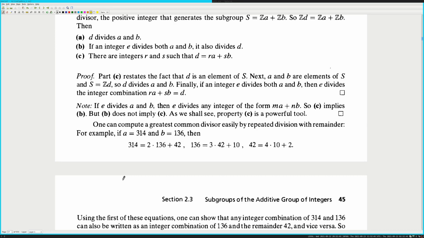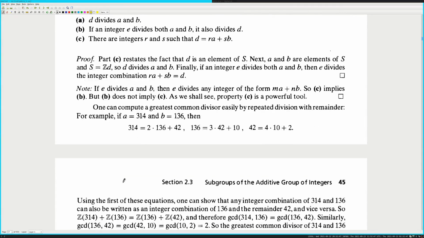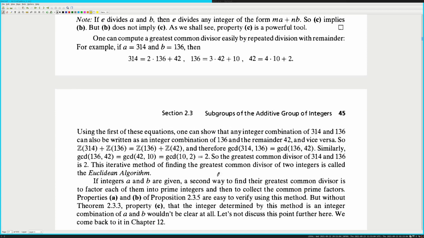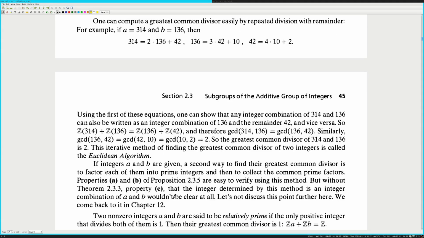Okay. Using the first of these equations, right, so go watch my Euclidean algorithm video. So the answer is 2. Okay. If integers A and B are given, the second way to find their GCD is to factor each of them into prime integers and then to collect the common prime factors.